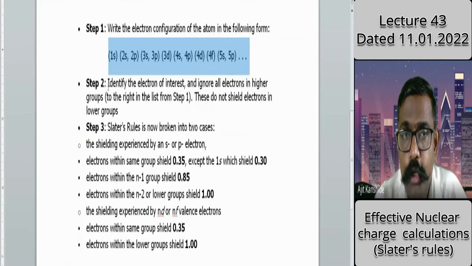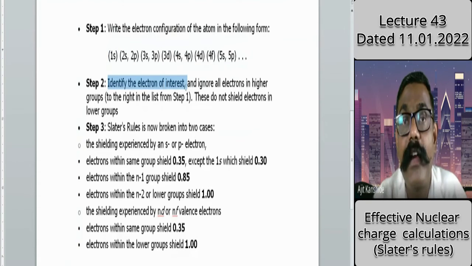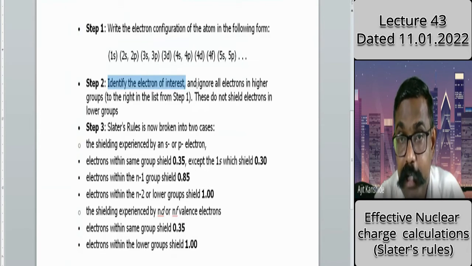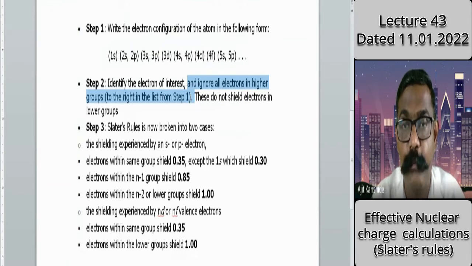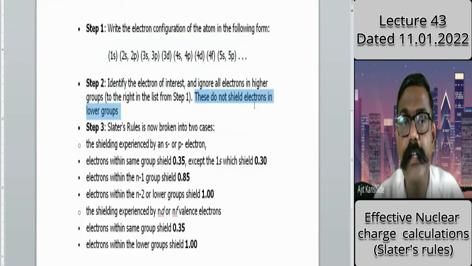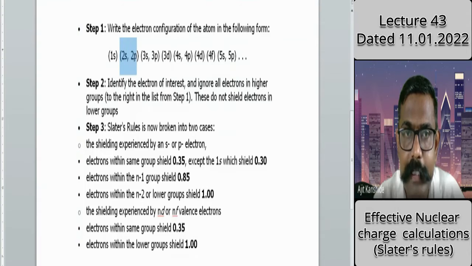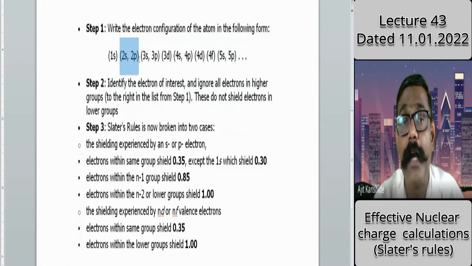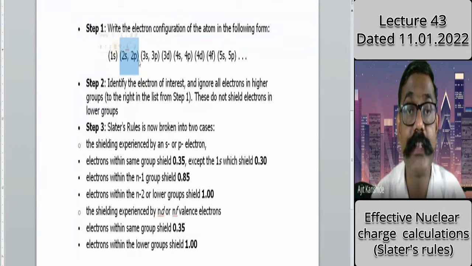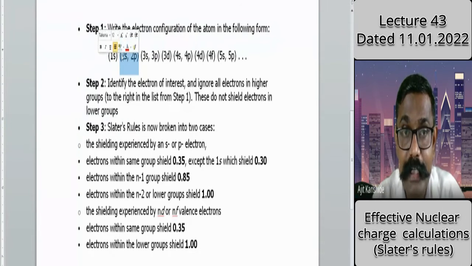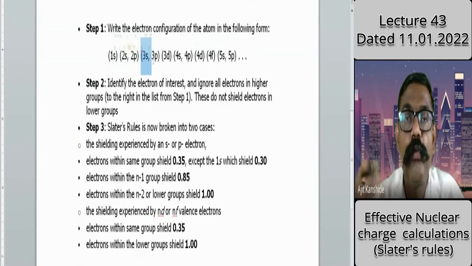Then what you have to do? You have to identify the electron of our interest. In which group is that electron? And ignore all electrons in higher groups to the right side of step 1. They do not shield electrons in the lower group. Means what? For example, say sodium, atomic number 11, outermost electronic configuration 3s1. So the electron is in the next group. If I am considering an electron in the 2s and 2p group, then the contribution from that last electron will be 0.